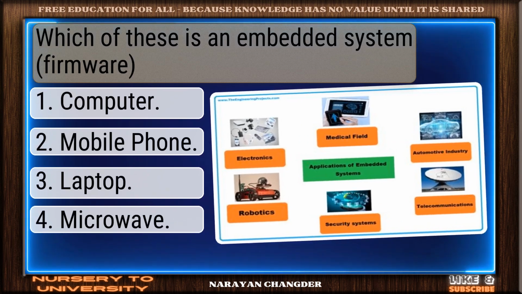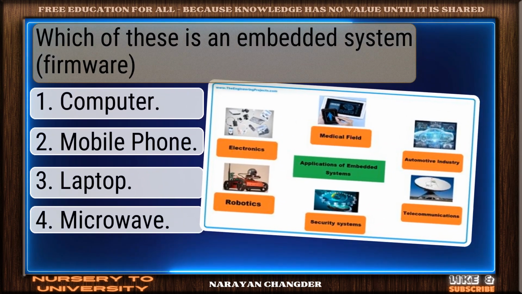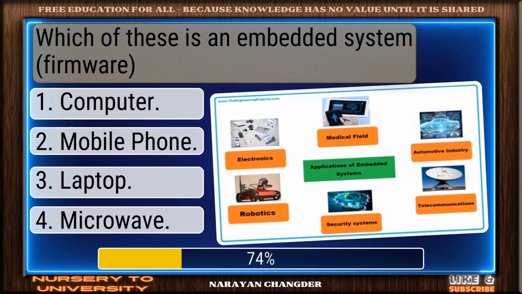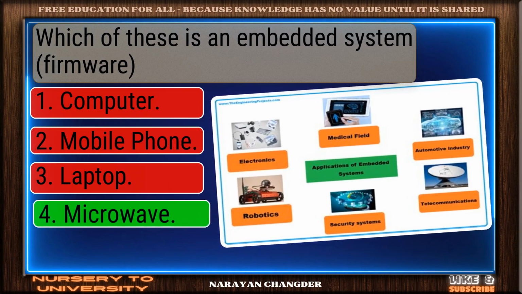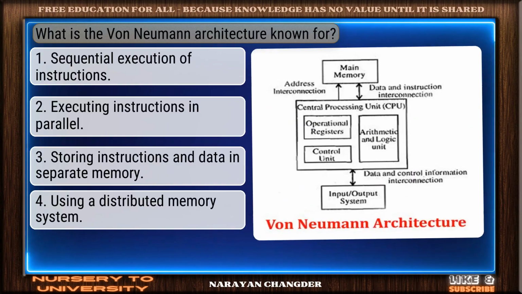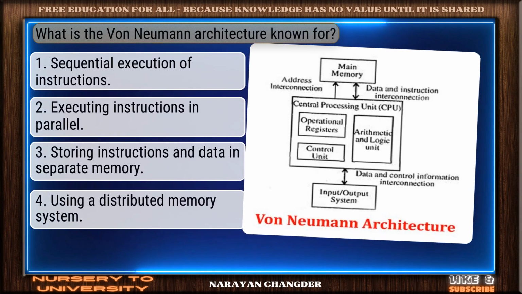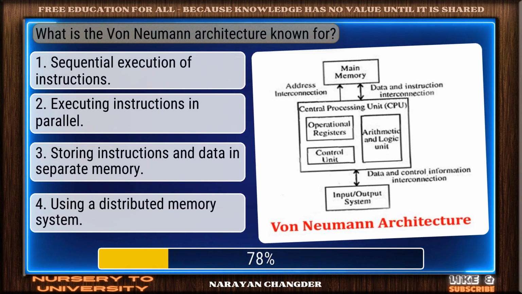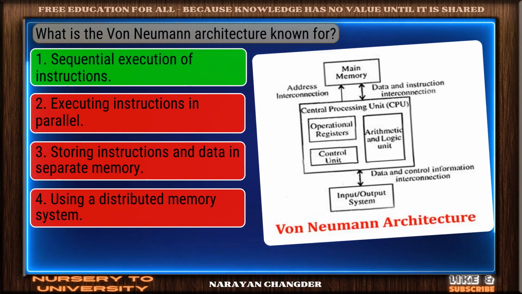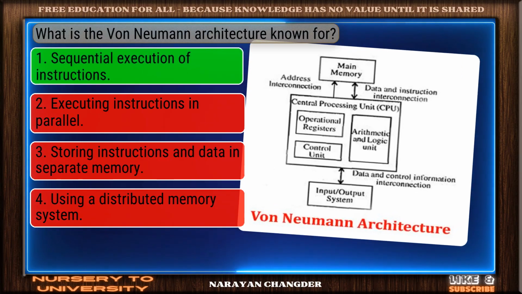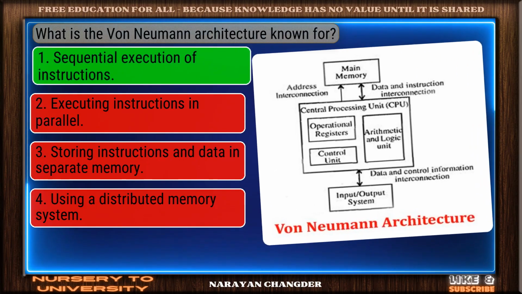Question number 17. Which of these is an embedded system? Smart move. Microwave is an accurate answer. Question number 18. What is the von Neumann architecture known for? Right choice. Sequential execution of instructions is the best answer.